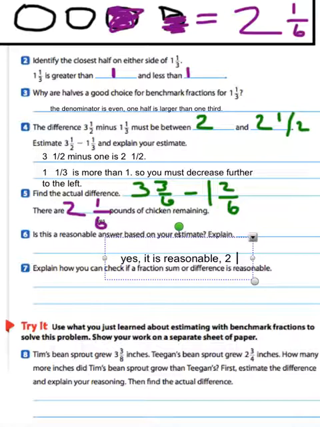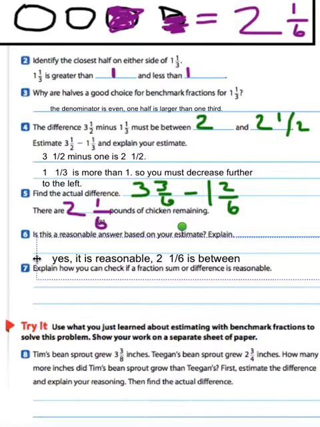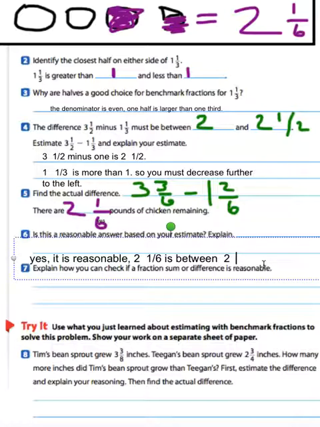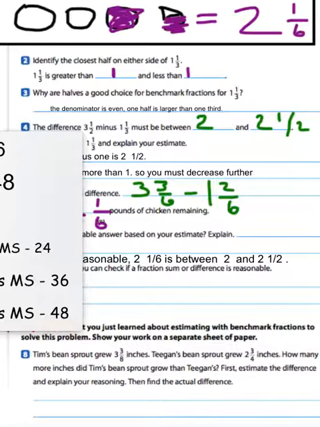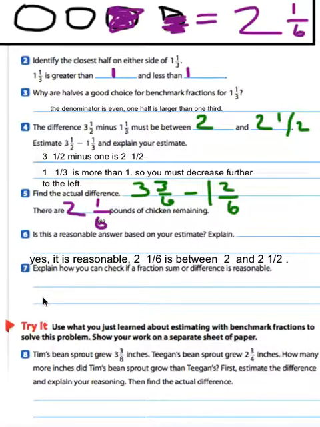2 and 1/6 is between 2 and 2 1/2 on the number line. All right. So that's what you would put for question number 6. Explain how you can check if a fraction, sum, or difference is reasonable. And that's basically asking, did you understand what you just learned in this lesson?